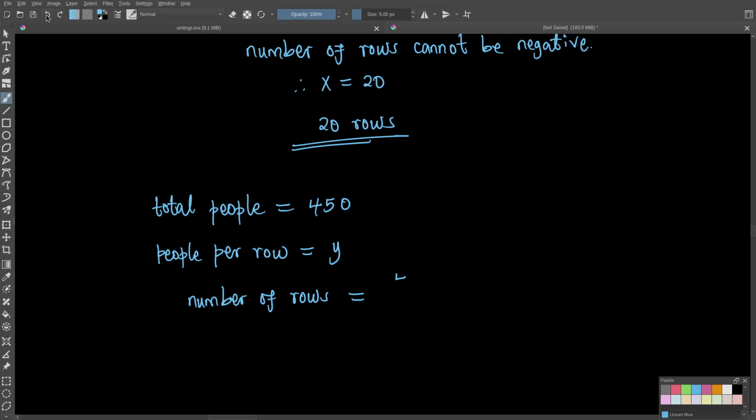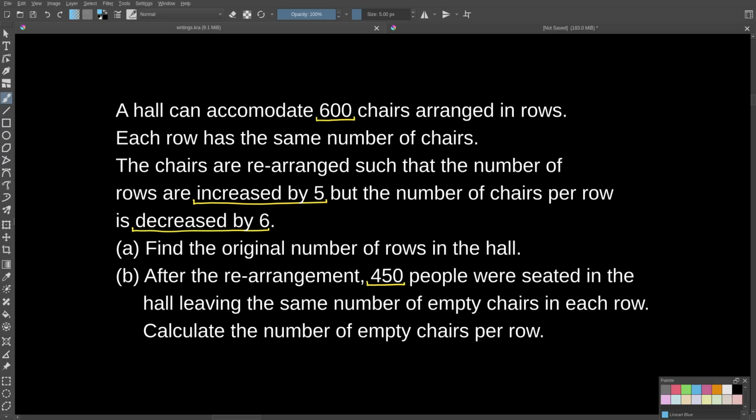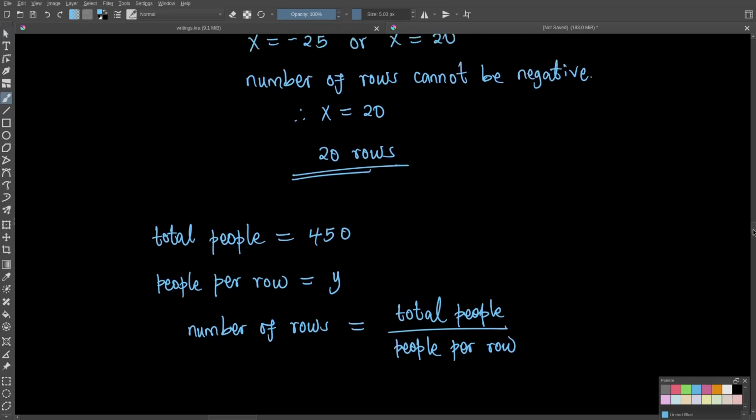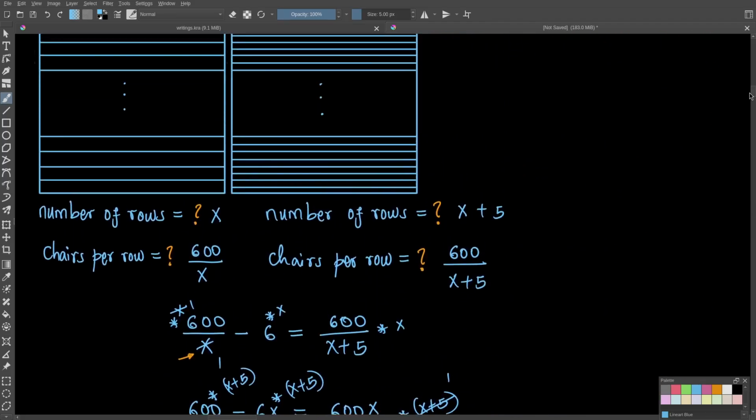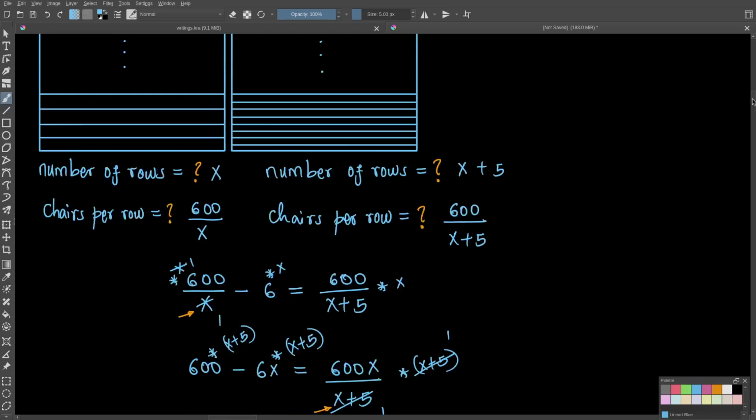Let me just write total people divided by people per row. Okay. So this, do we have the number of rows? Yes, this is after the rearrangement. Go back to the question. So we scroll upwards and we check after the rearrangement, what was the number of rows? The number of rows was x plus 5.